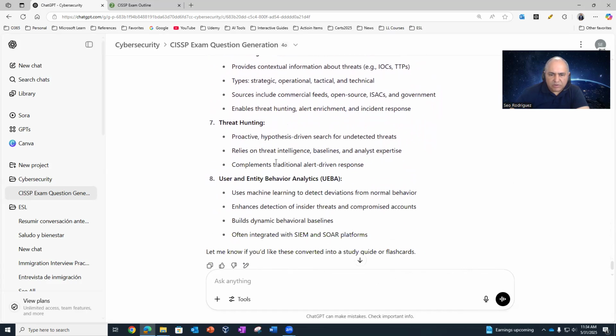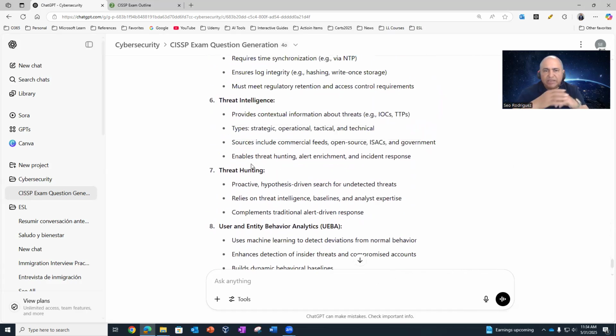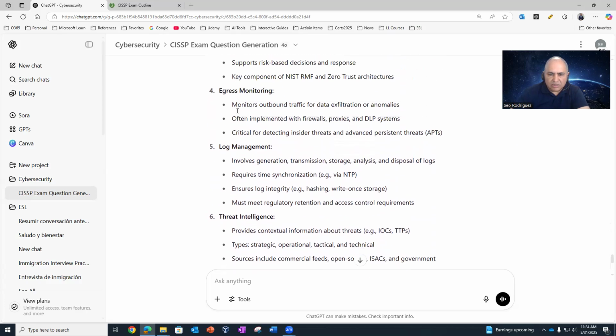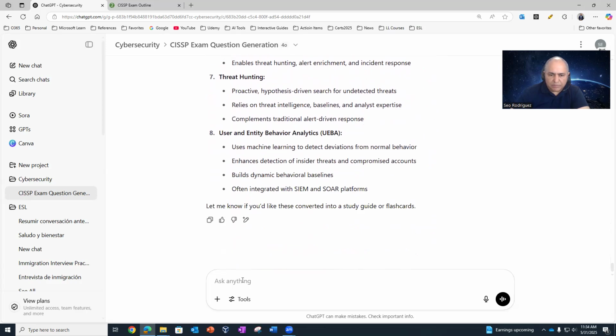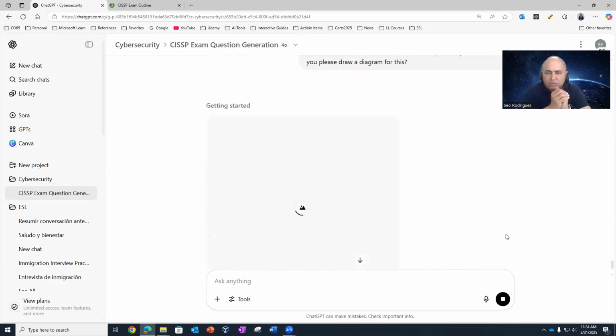So here it gives you the list of key points. Normally I do key points, and I also do certification exams. Now let's do this. I want to learn more about the defense in-depth concept. Could you please draw a diagram for this? So ChatGPT is also able to draw diagrams.